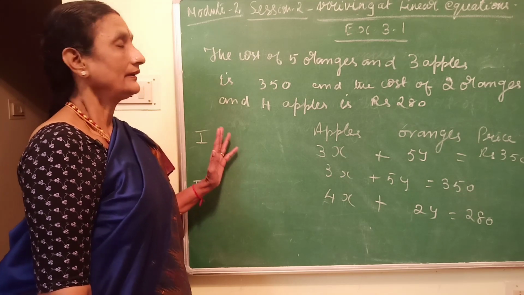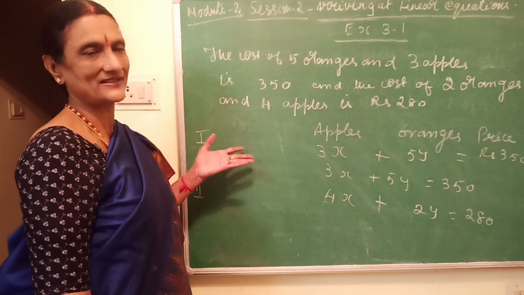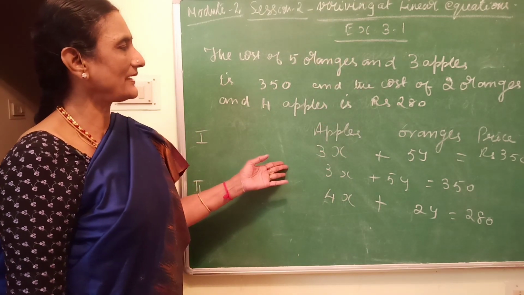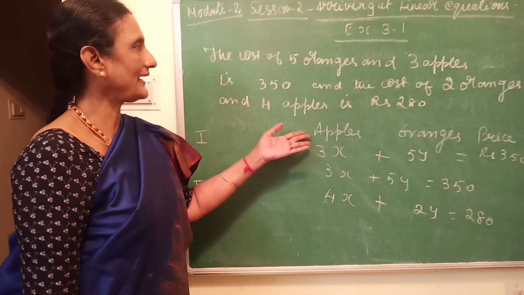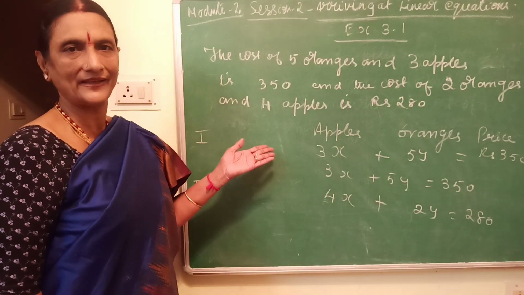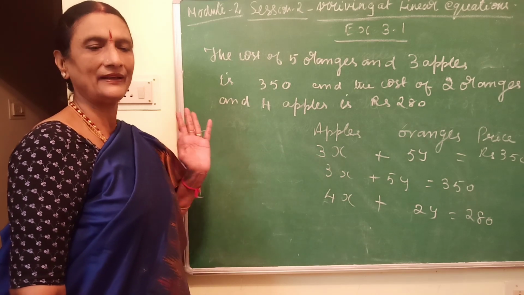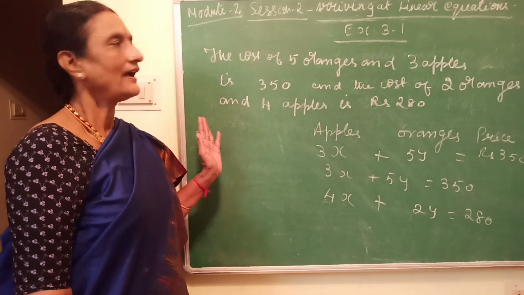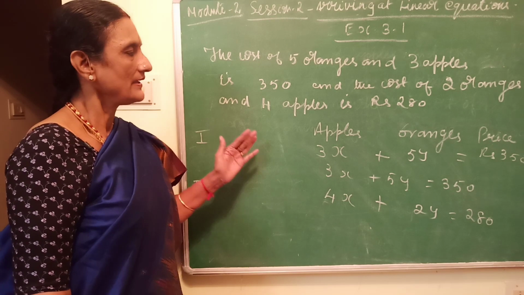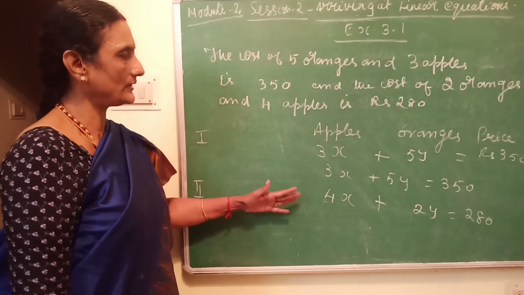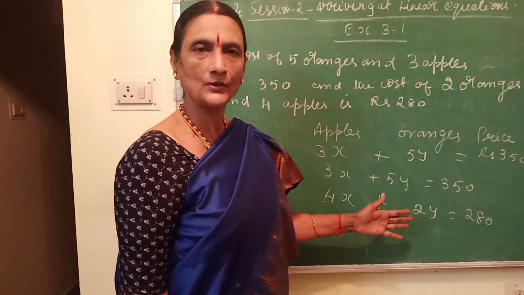Now you might have a doubt about which one to keep as x and which one to keep as y. That's your choice. I can even keep orange as x and apples as y. In that case, you will get the equation in the other manner. That doesn't matter at all. You can keep the cost of any one of them as x and the other one as y. So we will try to solve it in the next class. 3x plus 5y is equal to 350, 4x plus 2y is equal to 280.